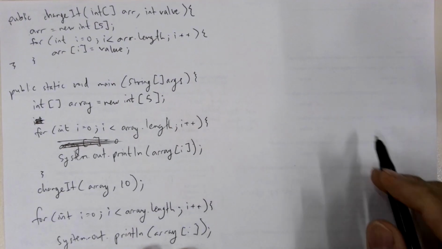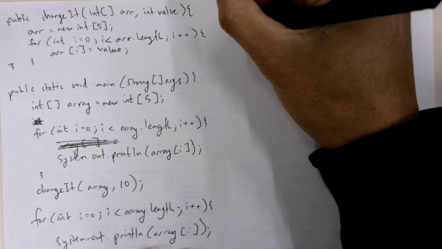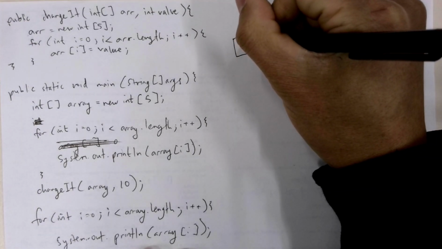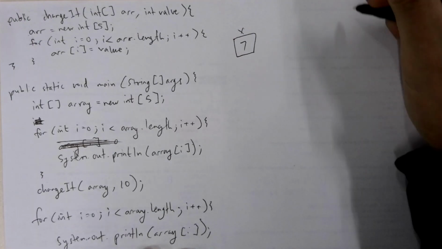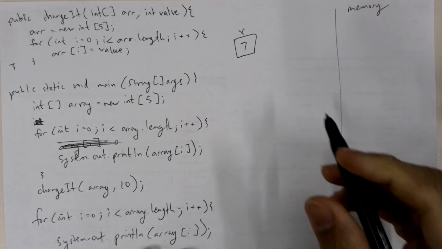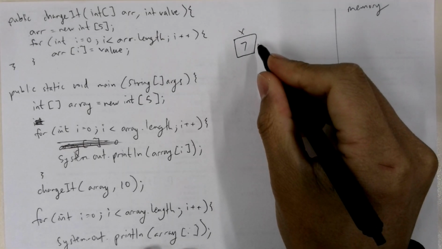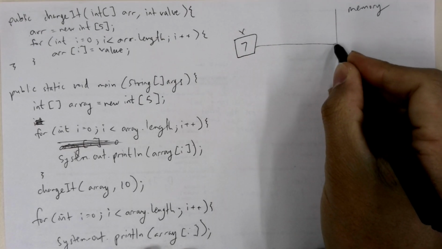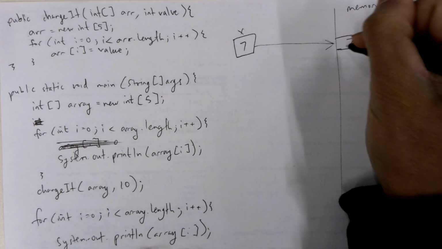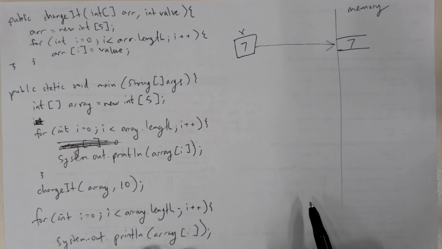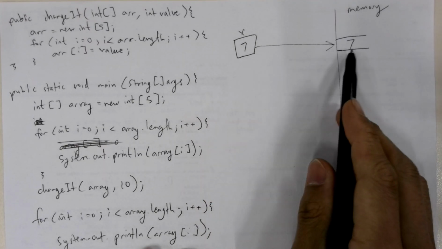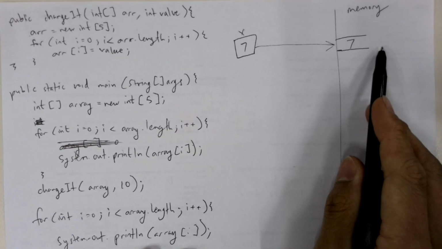So I'm going to use this paper here as my scratch paper. If I have a variable called x that stores a primitive data type, an int, and I store a 7 inside of it, and over here is my memory on the computer, the way it's stored in memory is it's stored in that memory location right there, and there's a 7 stored in that memory location. It's a primitive data type. So then if I go and print out x, it's going to go over here and print out that value 7.